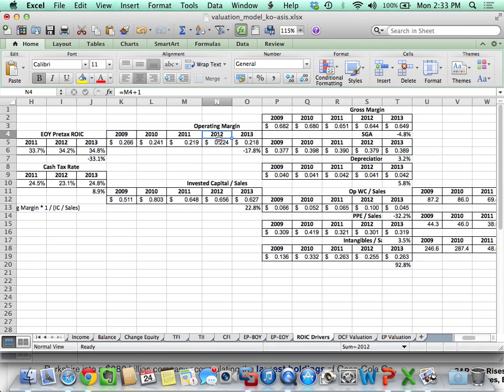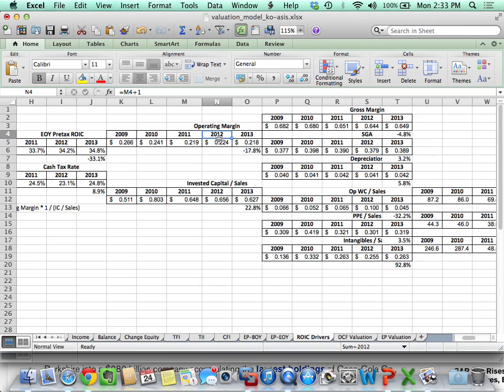Well, at Coke, their gross margin went from 68.2% to 64.9%. They lost basically about 3.3 cents of gross margin. Coke also spent on selling, general and administrative expense, SG&A. They went from 37.7 to 38.9. So Coke is spending more on SG&A to sell units at a lower margin.